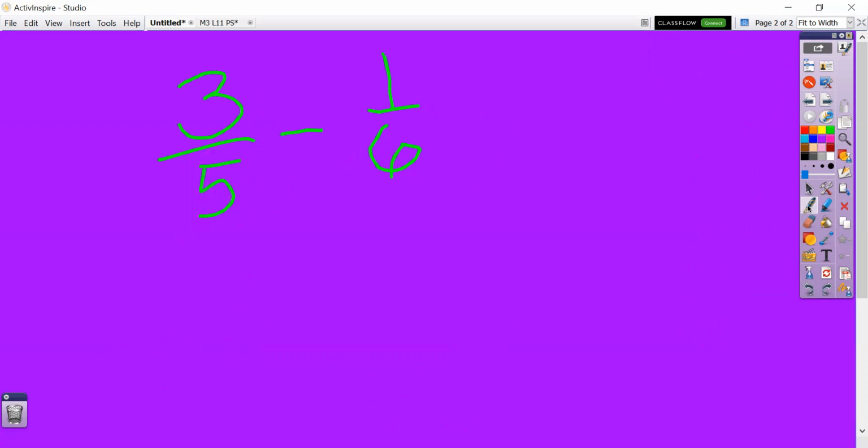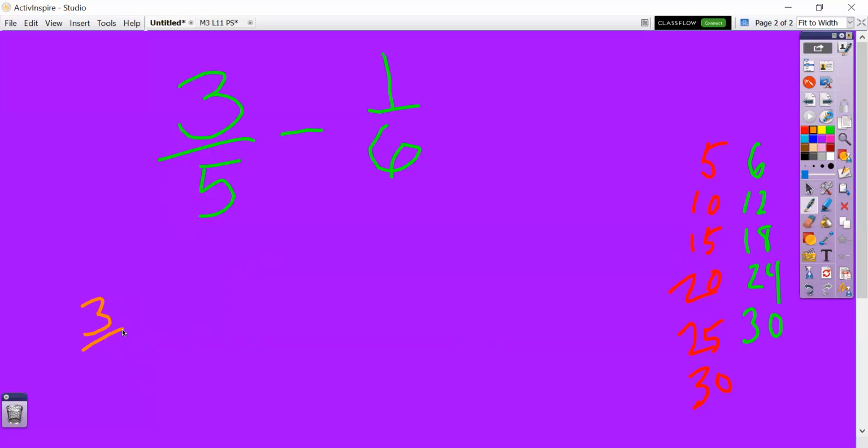What's the common unit? Well, if we count by sixes: 6, 12, 18, 24, 30. I'm going to stop there because I know 30 is definitely one. Let me also try counting by fives: 5, 10, 15, 20, 25, 30. Okay. So we know 30ths is going to be the common unit.